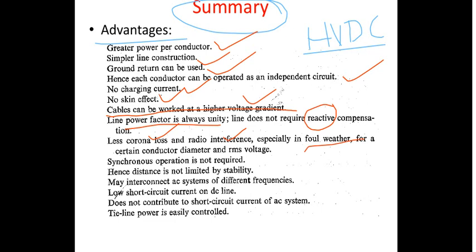So once the synchronous operation is not required, it is not necessary for us to link the stability of the system with the distance. Whereas in an AC system, the stability of the system greatly depends upon the distance, where as the distance increases, you have got a lot of variations in the voltage levels. Okay, so that problem doesn't arise here.